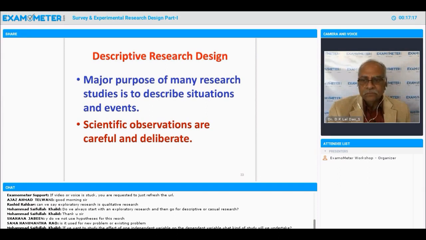Is it used for a new problem or an existing problem? It's absolutely for a new problem. Just like the example I gave you, hardly there is a study on the effect of genetics on our personality. How DNA is responsible for a particular type of personality is a very new topic, and if the research is conducted, it has to be exploratory research.